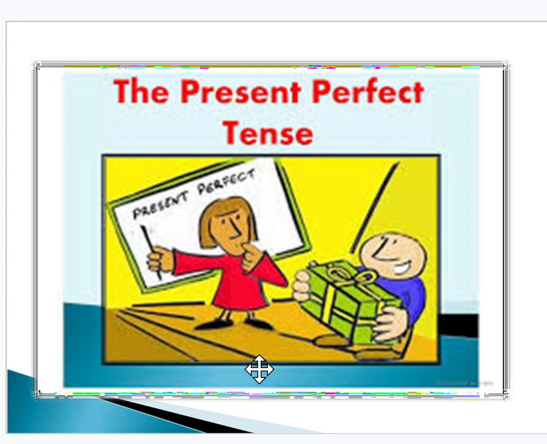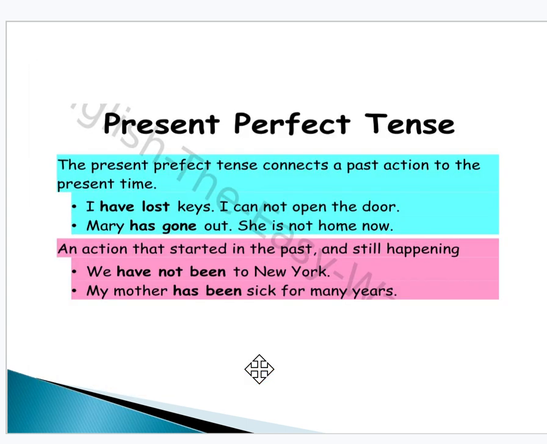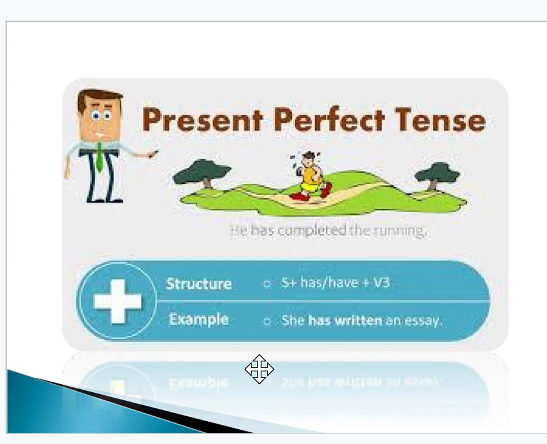So now present perfect tense. The present perfect tense connects a past action to the present time. I have lost my key. I cannot open the door. Mary has gone out. She is not home now. It is also an action that started in the past and still happens now. We have not been to New York, and my mother has been sick for many years, like this.